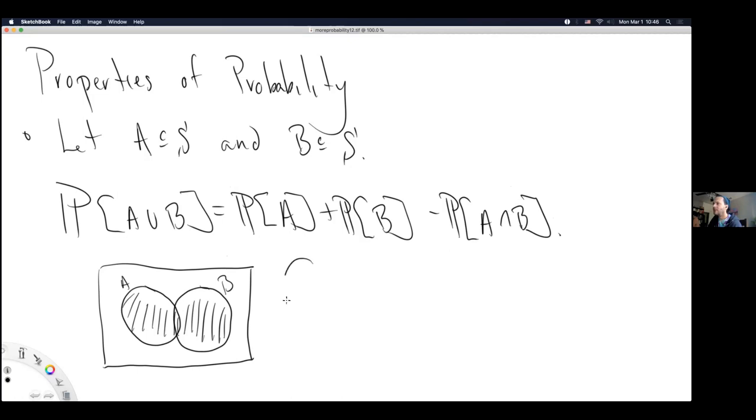Let's see if we can emphasize that. Here's A, and here's the part that overlaps with B. And if we add that to B, notice we are now counting that part that overlaps with A and B twice. So essentially what we're doing then is subtracting that area off once.